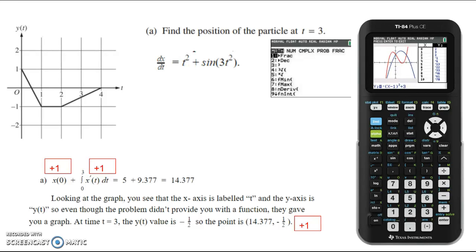And the third point was awarded for getting the actual coordinate, the x and y. Even if you didn't read the axes and you only found the x-coordinate, you would still receive at least 2 out of 3 points, but for the third point, you must have the y-coordinate. And you would get that because the problem is asking for at time t equals 3. So if you go here at time t equals 3, y of t is negative 1/2. It's just simply reading the graph.